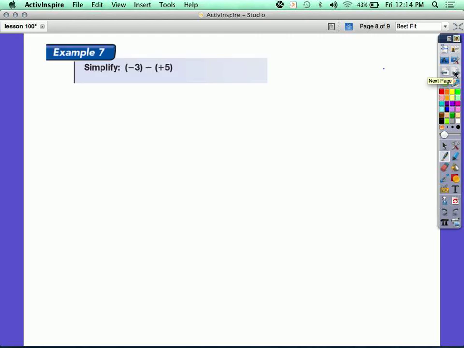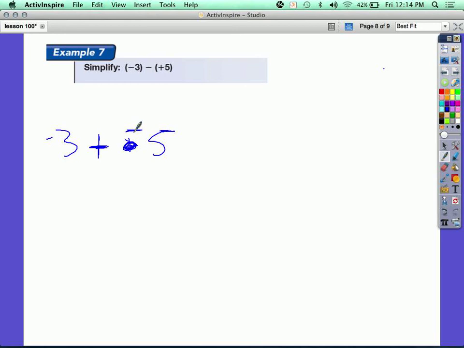So one more example. A negative 3 minus a positive 5. Okay, so once again, two ways to think about this. I have negative 3 minus positive 5. So I can remember to add the opposite. So I'm going to change the minus to a plus, and I'm going to change the sign of the 5. Since it was positive, I'm going to make it negative.